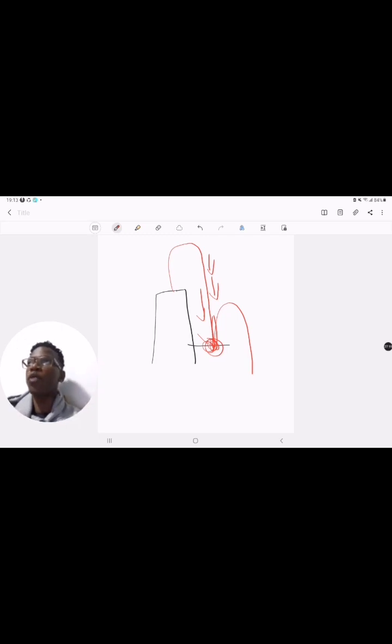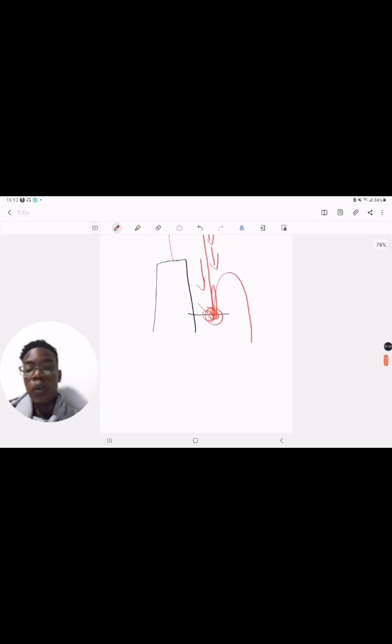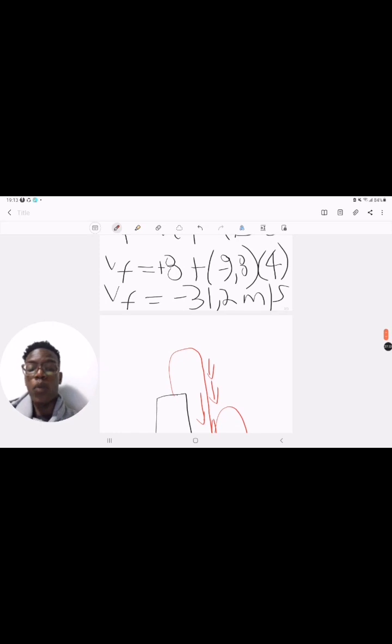If you throw a ball upwards and it comes back down and it bounces, before it bounces off a surface, it's moving downwards. Then after it bounces, it goes up. So that is the answer to 3.1.2.